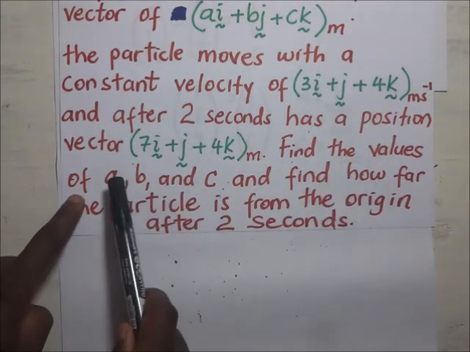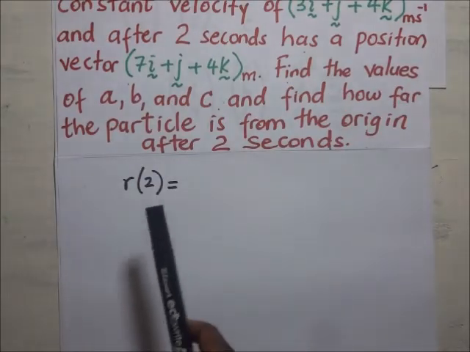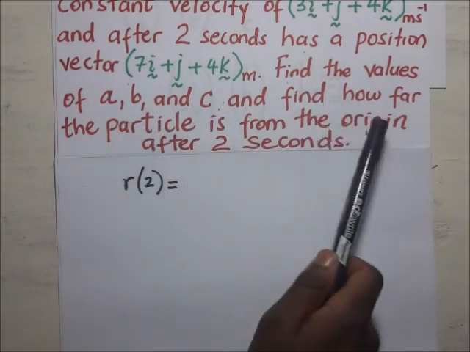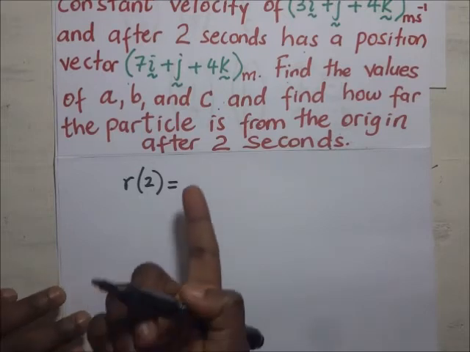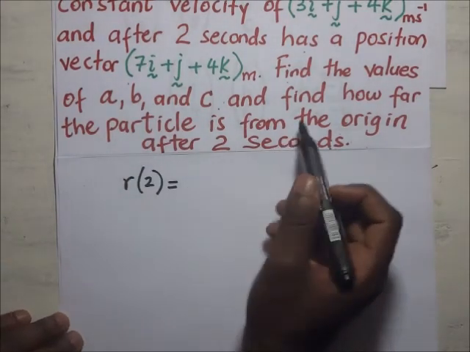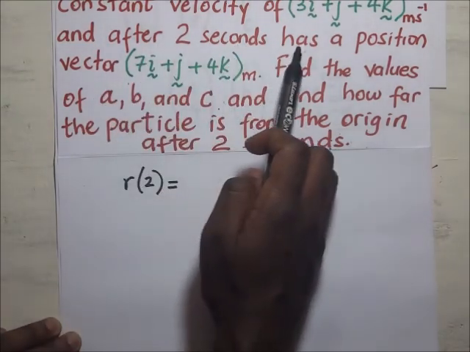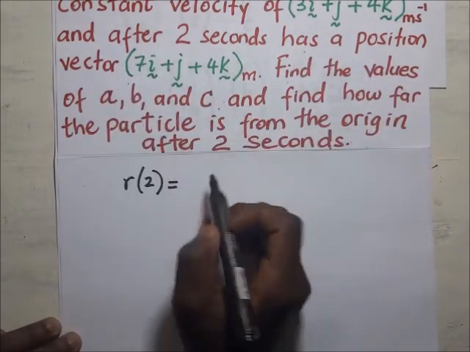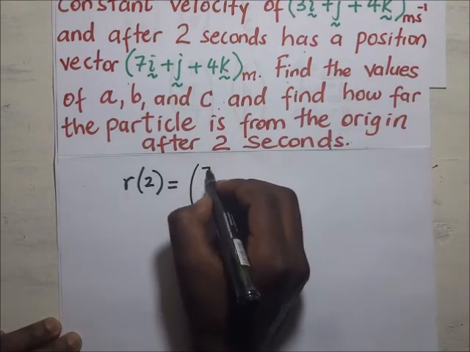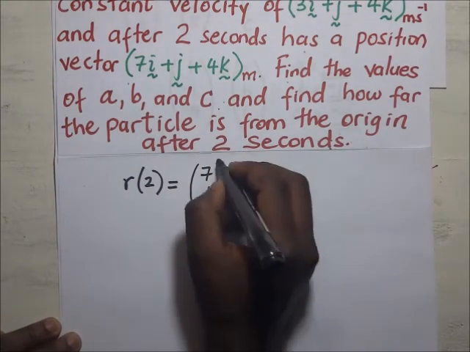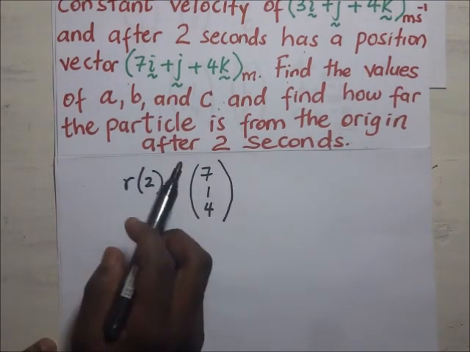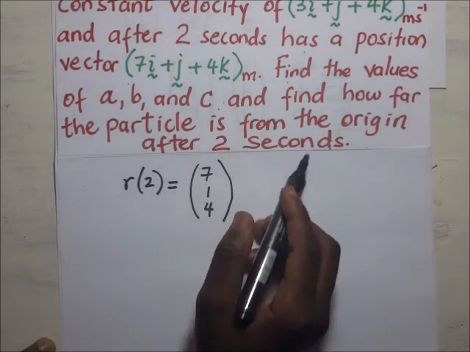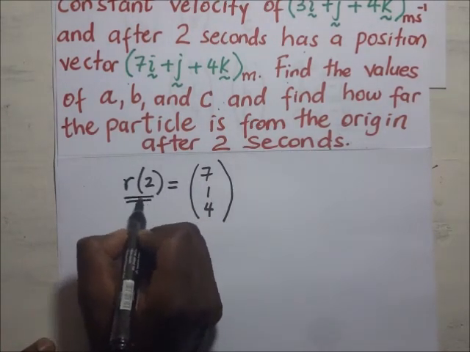So after finding the values of A, B, and C, now we're being asked to find how far the particle is from the origin after 2 seconds. They're actually asking us to find the magnitude of the vector, because according to the question, after 2 seconds the position vector of the particle is 7, 1, 4. So if we are to find the distance this particle is from the origin after 2 seconds, we are supposed to find the magnitude of this vector.